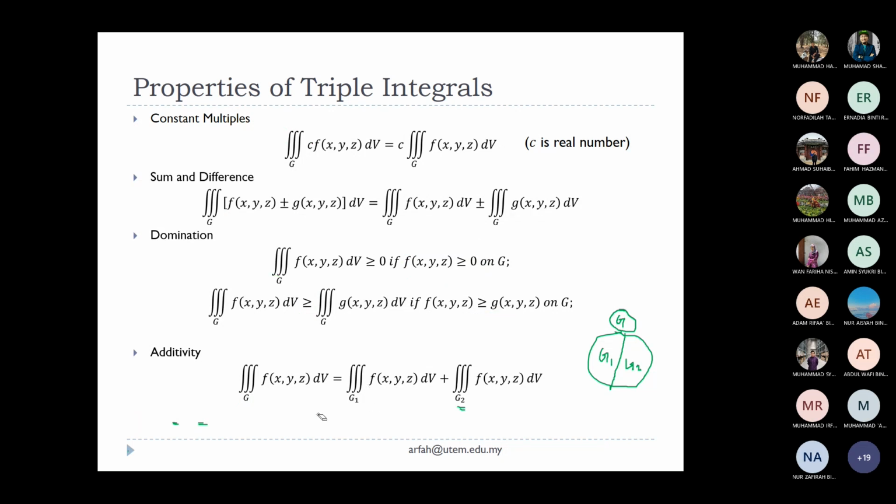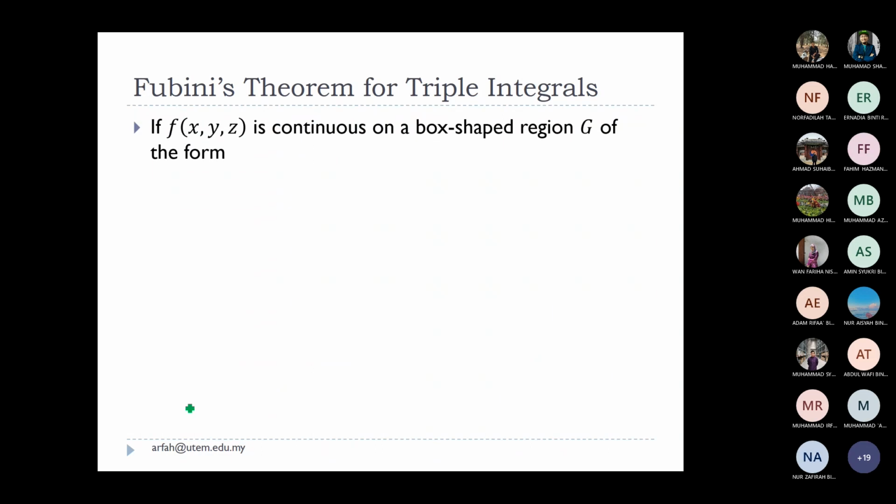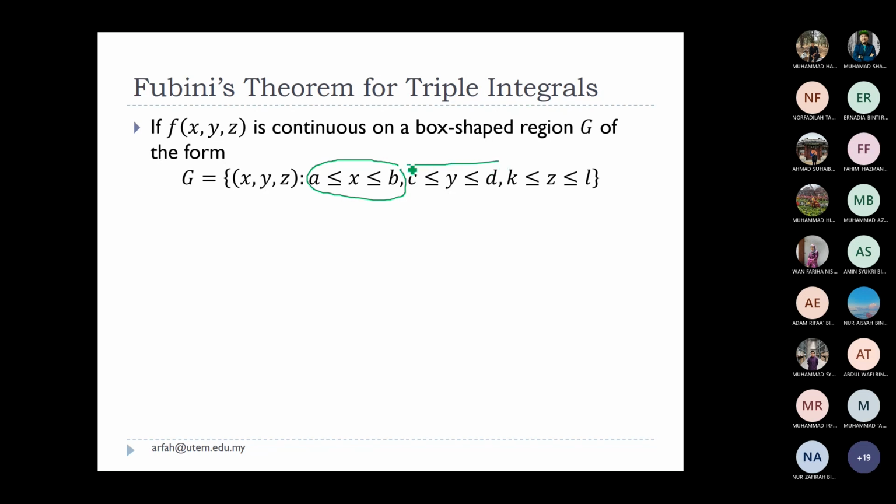kita akan ada, so the next one we are going to have Fubini's theorem for triple integral. Let's say you have function of x, y, and z, and this function is continuous on a box-shaped region G. That means you have in the form of axis x, y, and z. So x taking the value between a and b, y taking the value between c and d, and z taking the value between k and l.